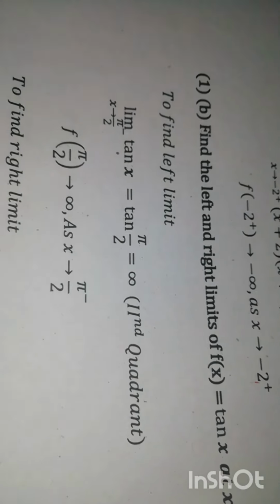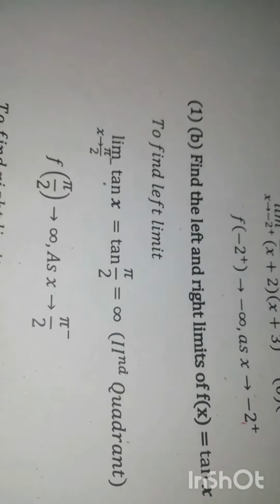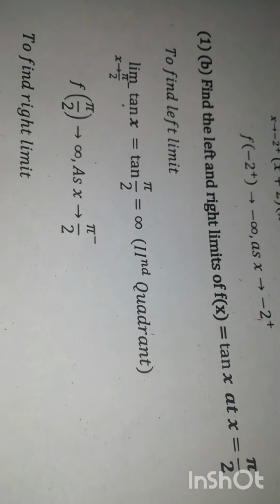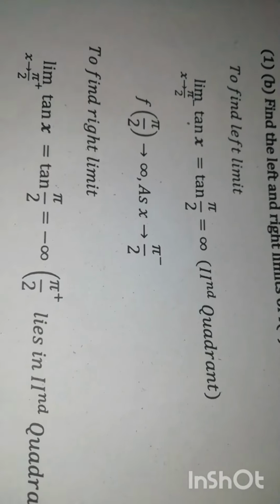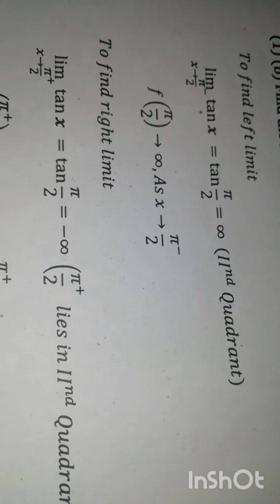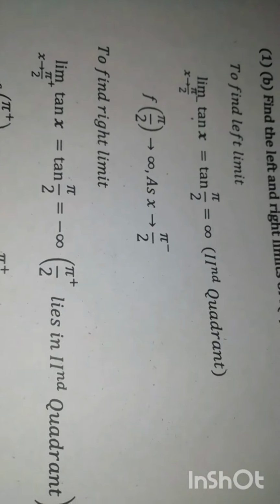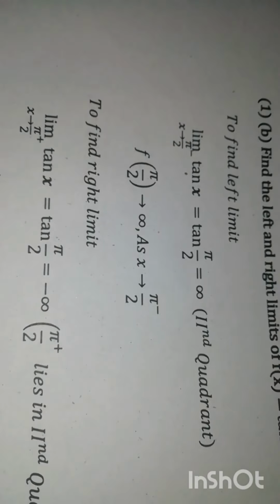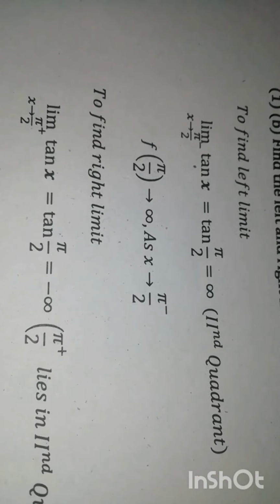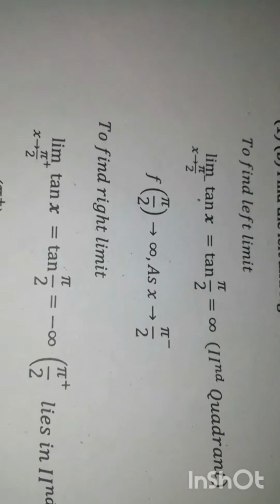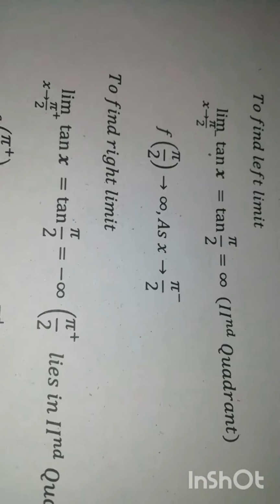If you go to the left side, pi by 2 is the first quadrant, so you go to the second quadrant. In the second quadrant, tan is negative, so the answer is minus infinity. If you go to the plus side, you go to the fourth quadrant. By ASTC, in the fourth quadrant only cos is positive and tan is negative. So that also gives minus infinity. So it is a symmetric function, left side and right side.